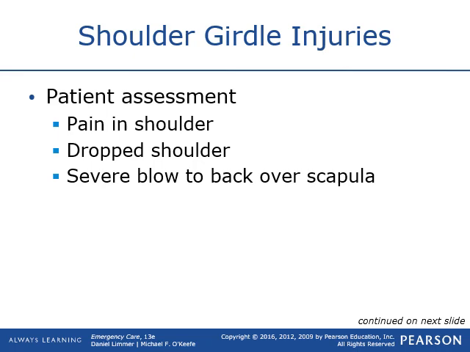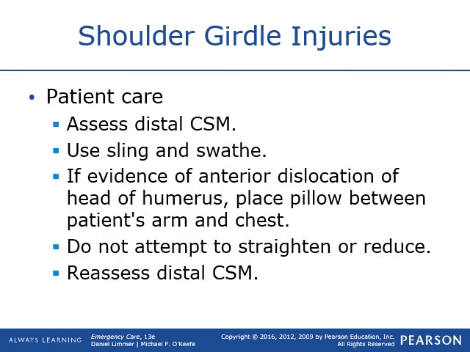Alright, shoulder girdle injuries. Pain in the shoulder, dropped shoulder, typically with a fractured clavicle, severe blow to back over scapula. So patient care, ABCs, life-threatening, right? Then you're going to assess the PMS. Use a sling or a swath. If evidence of anterior dislocation of head of humerus, place pillow between patient's arm and chest. If it looks like the shoulder is dislocated, put the pillow in between there, it may help. Do not attempt to straighten or reduce. Reassess PMS.